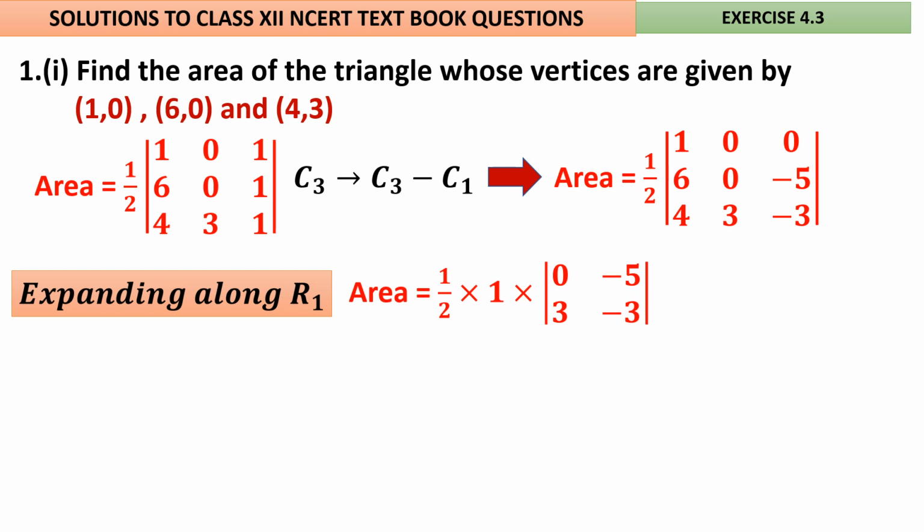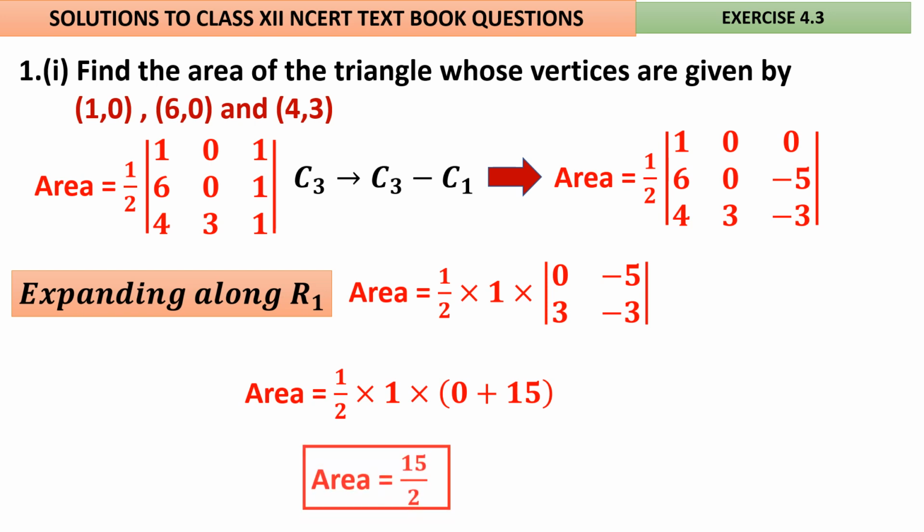Four enough to write 1 multiplied by the 2 cross 2 determinant obtained by removing the first row and the first column. When you multiply it, 0 multiplied by minus 3, minus of 3 multiplied by minus 5, therefore the final answer is 15 by 2. We are getting a positive absolute value, therefore no need to do anything. This is the final answer.